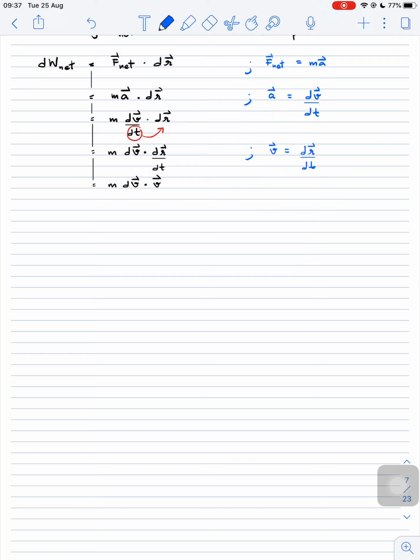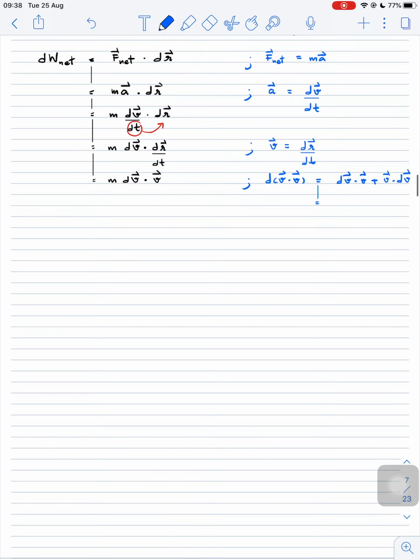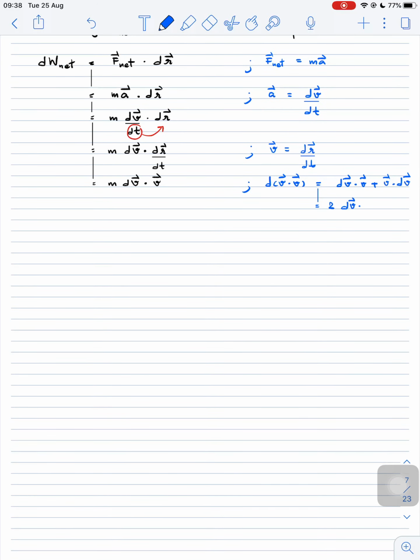So what's next? Let's consider this. If we have the derivative of v dot v, it's going to be equal to, we take the derivative of the first one, dv dot product with v, plus the second one, v dot dv. But we can switch the position of the dot product, so this term and this term are the same thing. So we have 2 times dv dot v. Now you can see that this is the dv dot v.